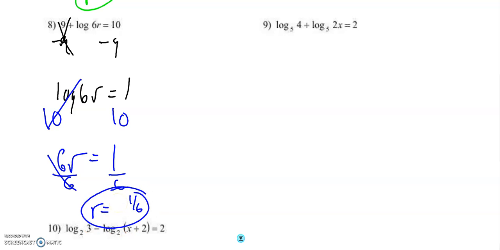Again, you need to condense for 9 and 10. So for example, we have log base 5 of 4 plus log base 5 of 2x. That makes log base 5 of 4 times 2x, because remember, plus meant multiplication. And hopefully from there, you can take it away.